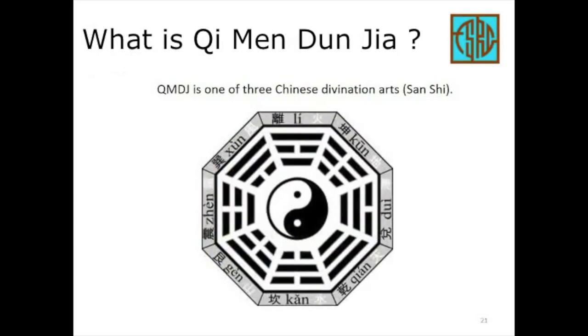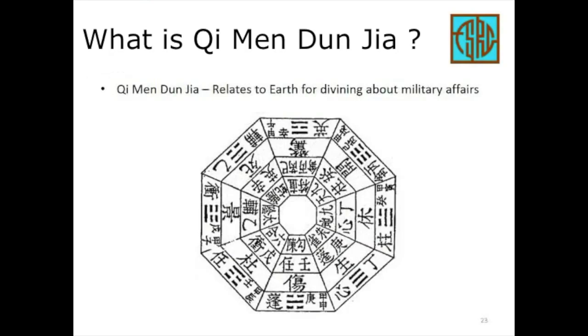Qi Men Dun Jia is one of the three divination arts called the Sanshi. They are the Tai Yi Shen Shu, Qi Men Dun Jia, and Da Liu Ren. Chinese metaphysics is based on the cosmology of the Trinity, San Cai: heaven, earth, and man. Qi Men Dun Jia is the earth level.